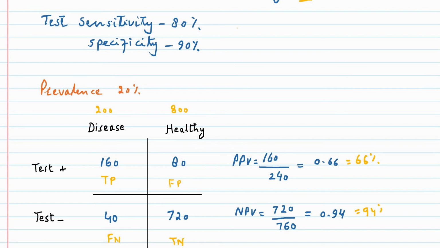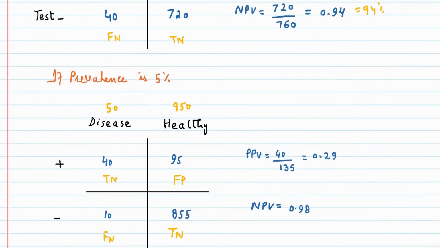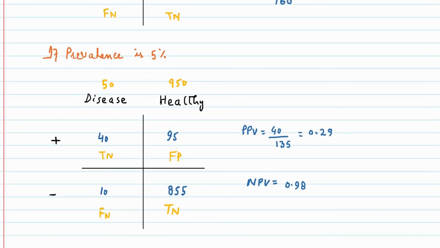Now suppose we have another area in which prevalence of same disease is 5%. In that situation, the people with disease will be 50 and healthy people will be 950. When we calculate the positive predictive value, this will be only 29% in this case, and negative predictive value will be 98%.